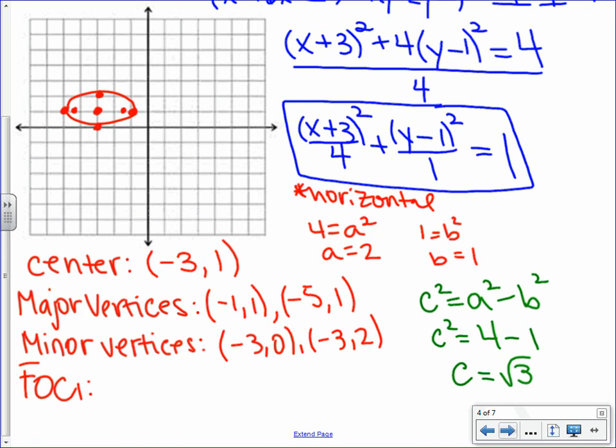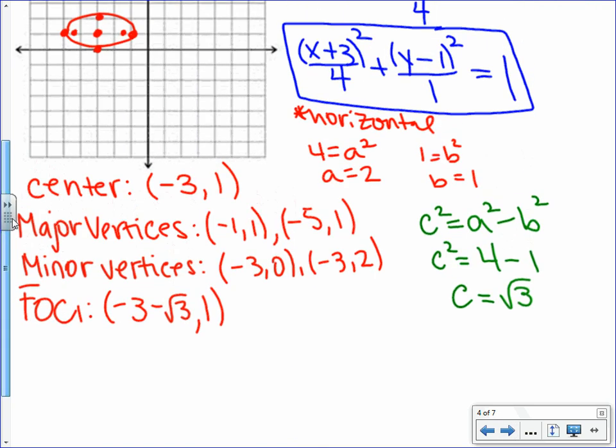Okay? How do we name those points? All right, we moved horizontally, correct? So this, we moved from -3 to the left. So we say -3 minus square root of 3, and our height remained at 1. And then this one, I was at -3 and moved to the right. So we were at -3, we went in the positive direction, radical 3, and we remained at a height of 1.